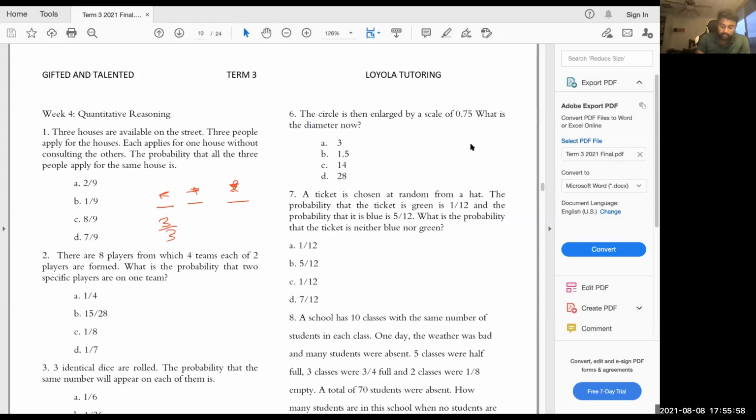So 3 out of 3 is the same as 1 out of 1. But the next 2 people have to choose the same house. And that's why it's times 1 out of 3 times 1 out of 3. And that's why it's 1 out of 9. Do you guys understand?